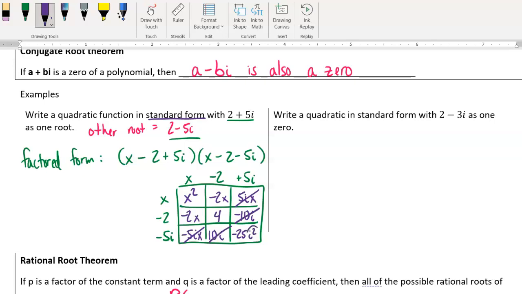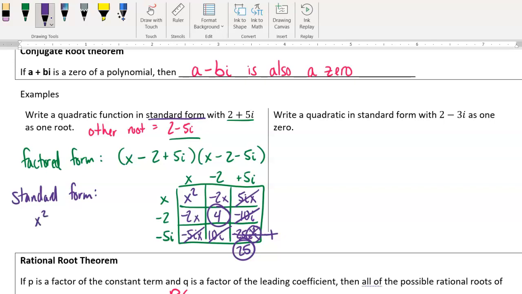Now i squared, remember, is the same as -1. So we have -25 times -1, that's a +25. So that bottom right corner is a +25, so don't forget to combine that with your like terms here. So now inside the boxes we combine like terms, so I'm going to write this in standard form.